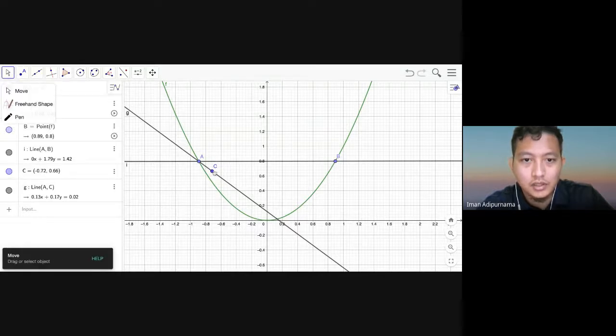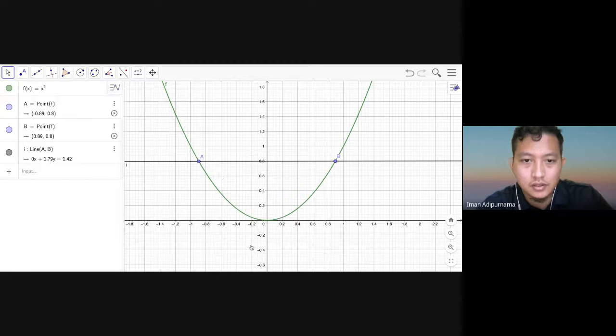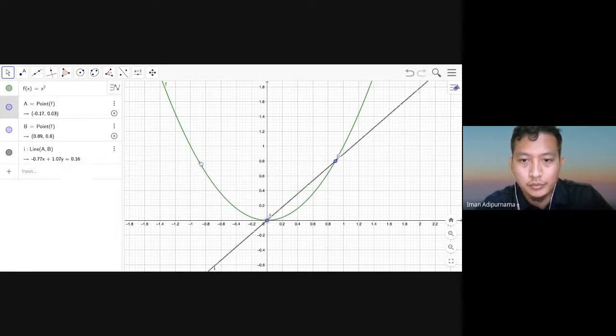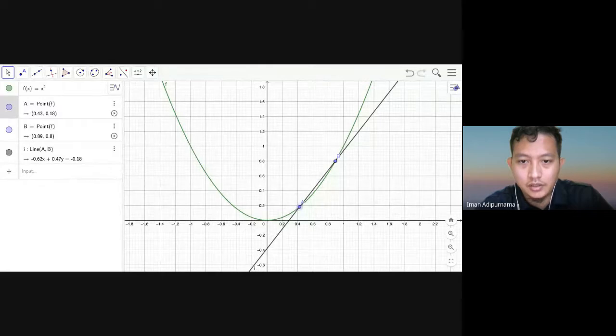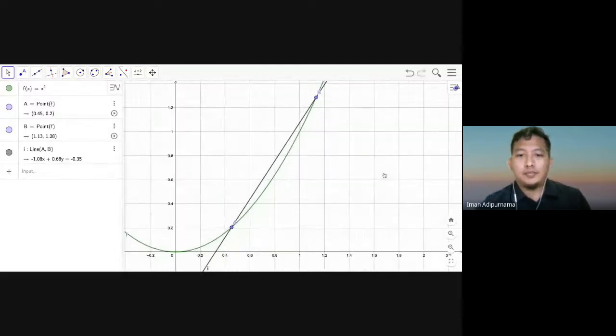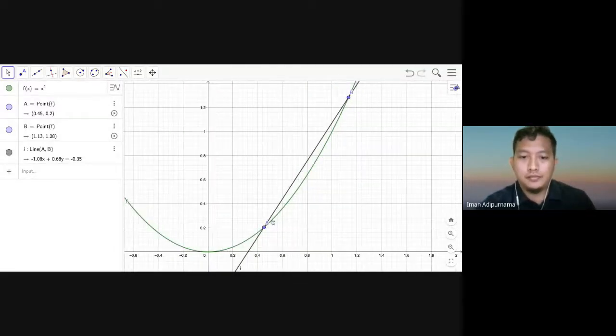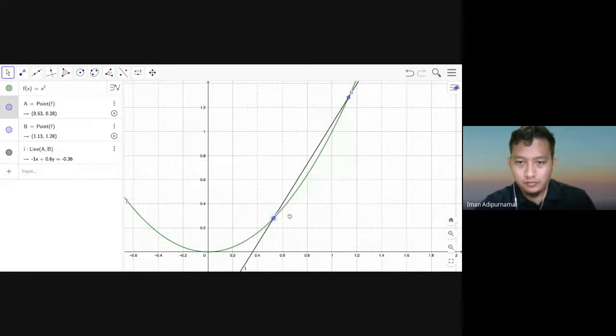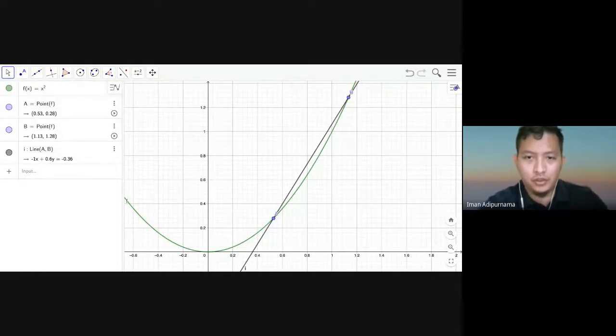Let me do this. Let me move the line maybe here, around here. Maybe making B around here. So let's set up this. I think this is pretty much obvious if you have learned a limit before.